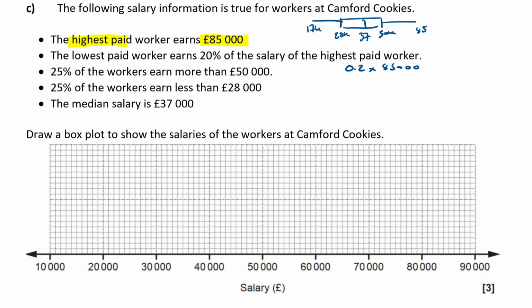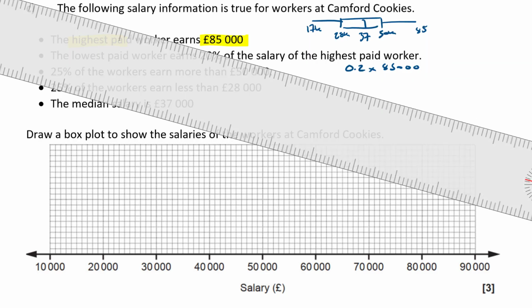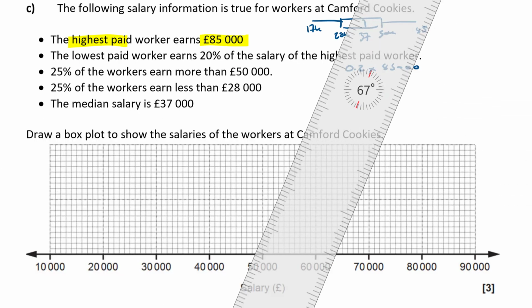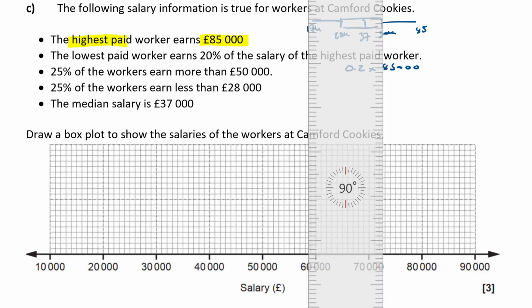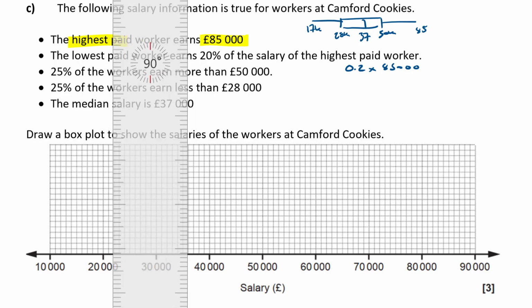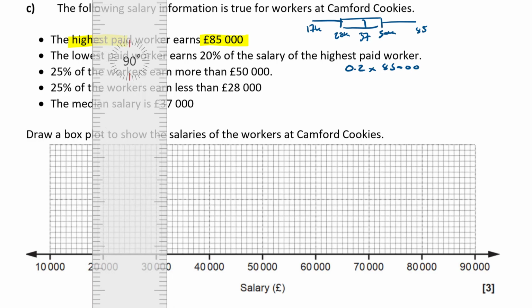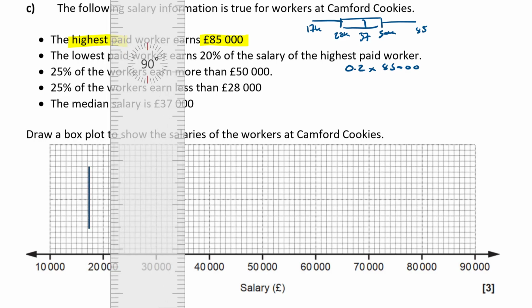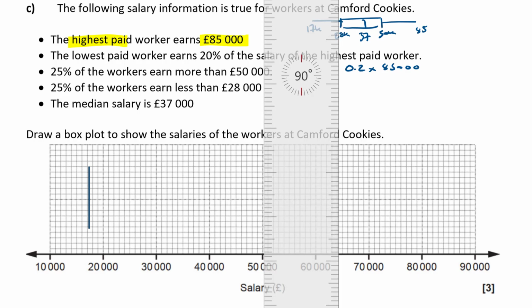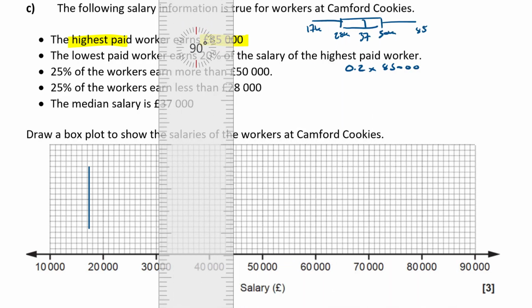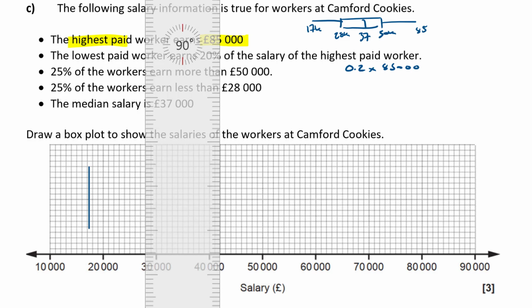It's a good idea to work them all out first, and then you can draw your box plot with confidence, knowing that you have all the answers. Okay, so let's mark those values on first. The lowest value was at 17,000. So 17,000, that's 20, 19, 18, 17 is there. My lower quartile, we said, was at 28,000. So 30, 29, 28 is there.